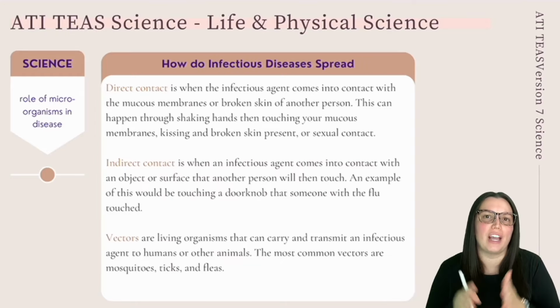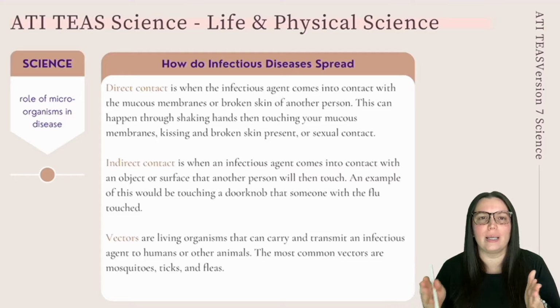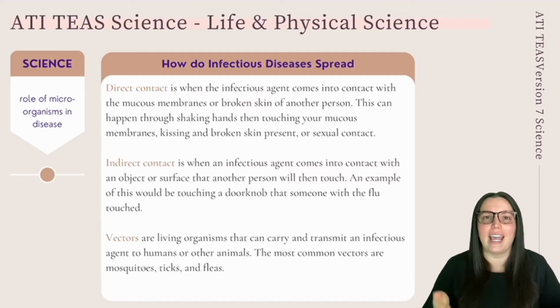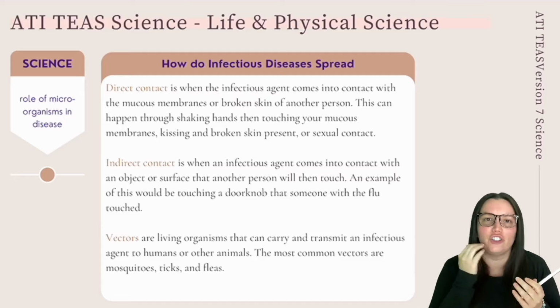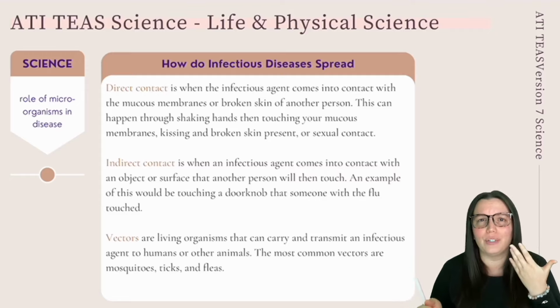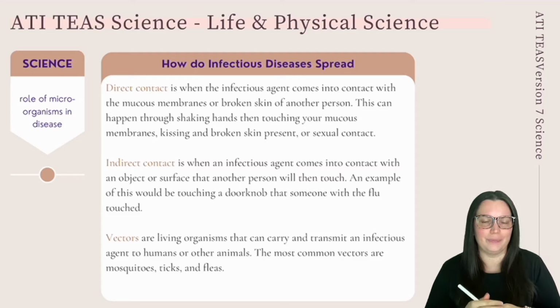So how do infectious diseases spread? So infectious diseases can spread through one of three ways: direct contact, indirect contact, and vectors. So direct contact is when an infectious agent comes into contact with the mucous membranes or broken skin of another person. This can happen through shaking hands and then not washing your hands and touching your mucous membranes. Maybe kissing somebody that has broken skin present, maybe on the inside of their mouth, or through sexual contact.